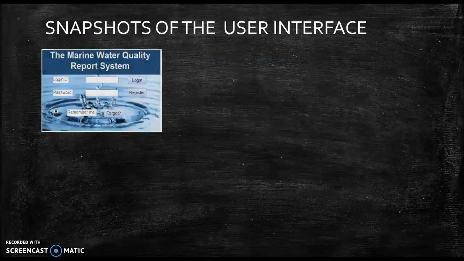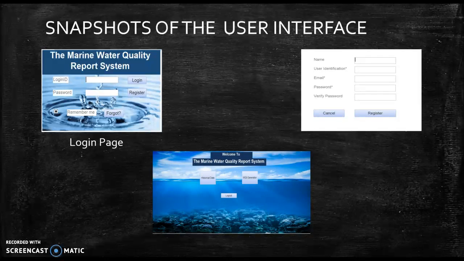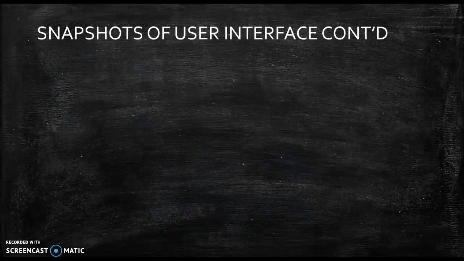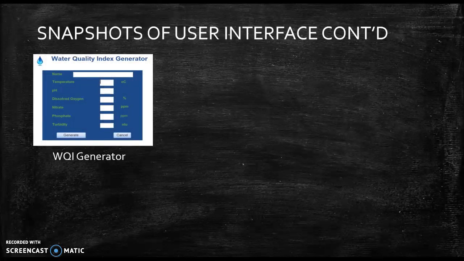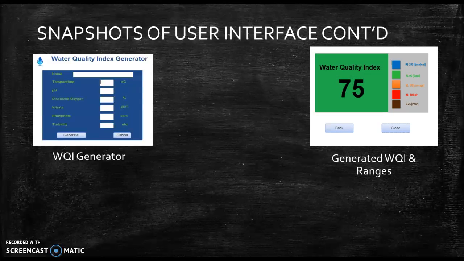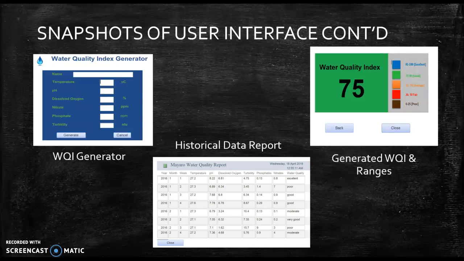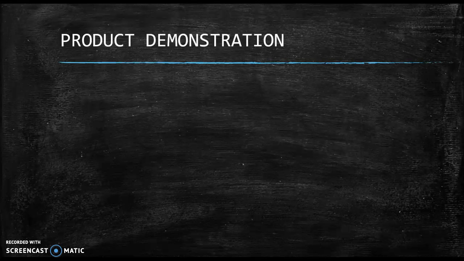Snapshots of the user interface include the login page. The second picture shows the registration page, and the third picture shows the main page. The fourth picture shows how the water quality index generator looks. The fifth page shows the generated water quality index and ranges, and the sixth picture shows how historical data is represented. Now, I'll be showing a demonstration of the interface that was created.